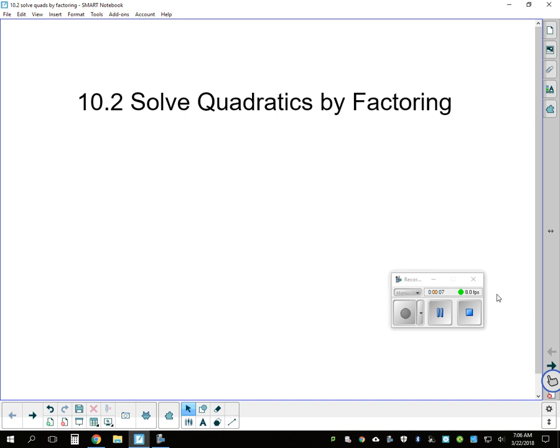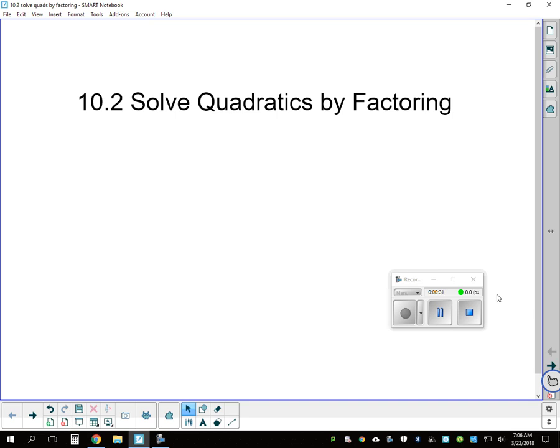Alright, hey guys, we are working on quadratics. We are solving them. In 10.1, you solved them by graphing, and you learned that the solutions are also called the zeros, or the roots, or the x-intercepts. It's basically where the graph of the line crosses the x-axis. That's what we were looking for. And we're going to learn more ways to solve them in the rest of the chapter.